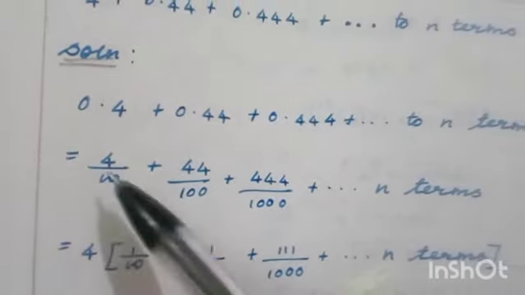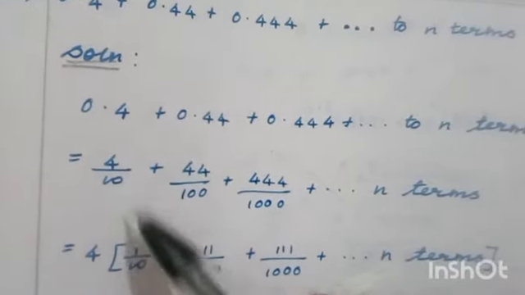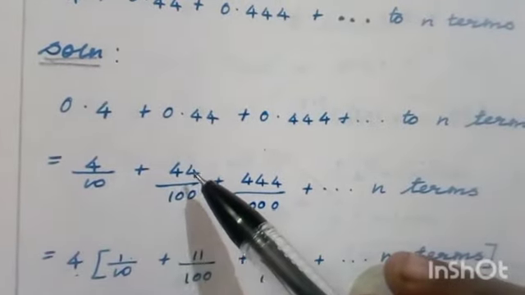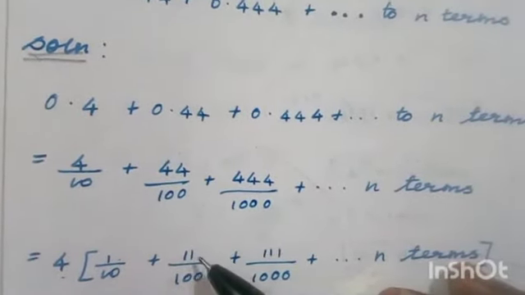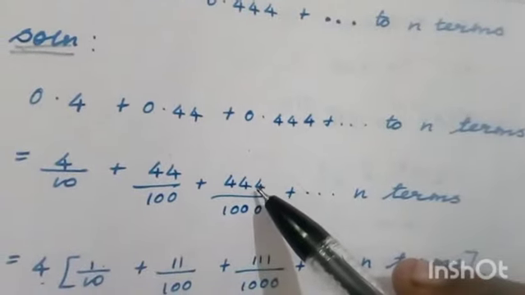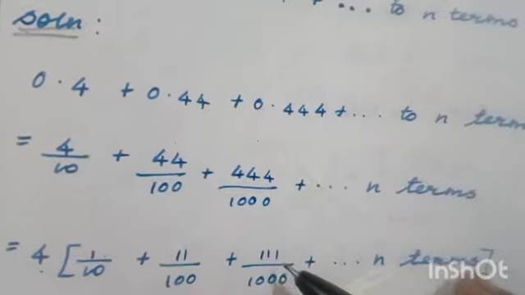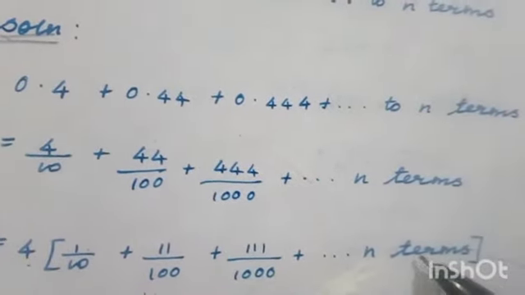So for the first term, we have 1 into 4. So 1 is here, 4 taken outside. So it is 11 into 4. 4 is taken, so which is remaining? 11. Then 111 into 4. So that is 4 taken, so remaining 111 up to n terms plus etc.